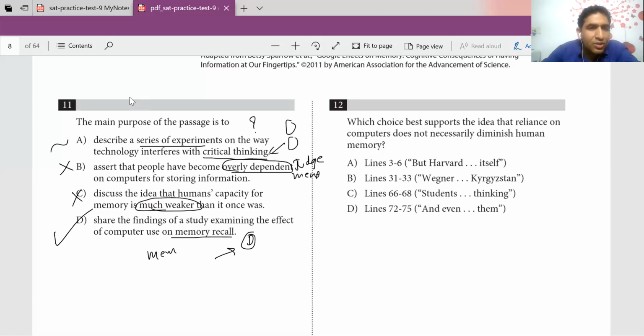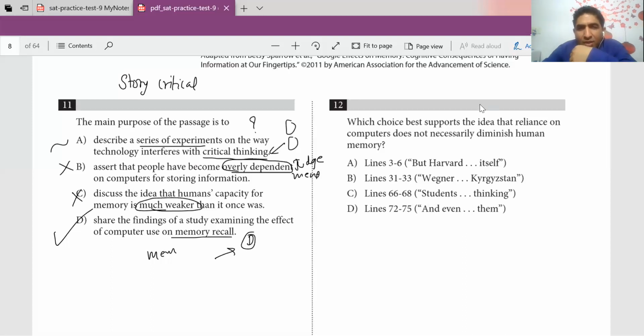Now, see, storing information and critical thinking are two different things. This is important to understand. We are not talking about critical thinking. Thinking is different from storing, memorizing information. So it's not about critical thinking or analytical thinking. It's more about how much information we can store. And if we don't know the source of information, what do we do?